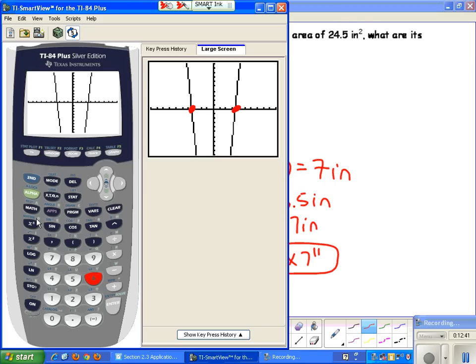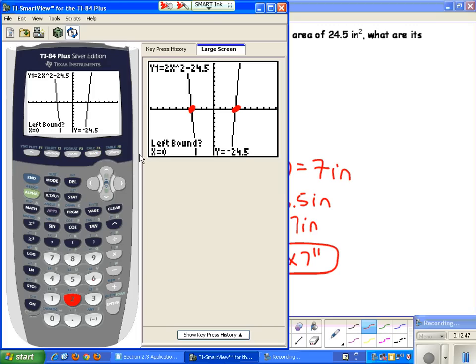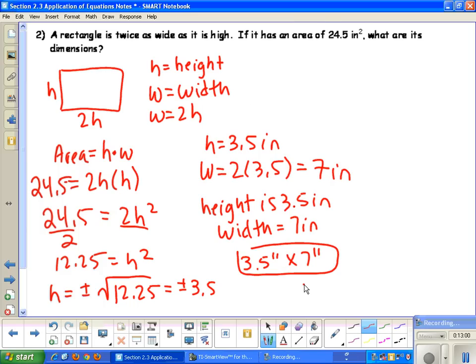So if I did the second trace and we're trying to find the 0, so number 2, I would do the left bound and right bound, and when I do that, I notice this is going to be negative 3.5 and this one would be positive 3.5. So I'm just skipping that step since we already did it by hand, to save a little bit of time. So that's how you would do it on the calculator, or like I said, you could do the intersection method if you prefer.